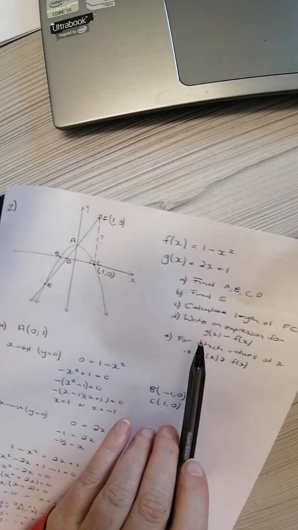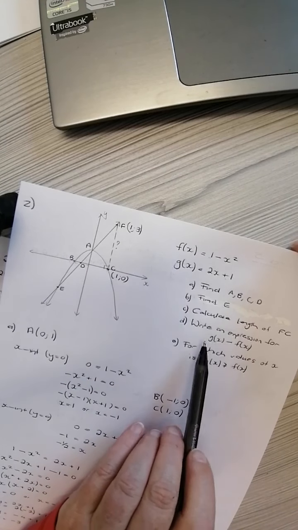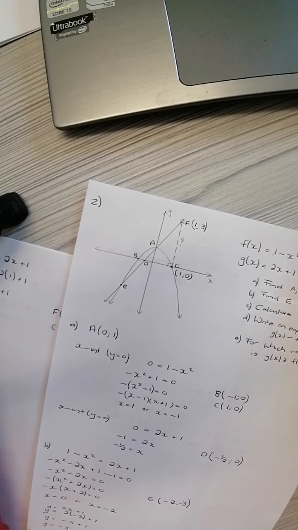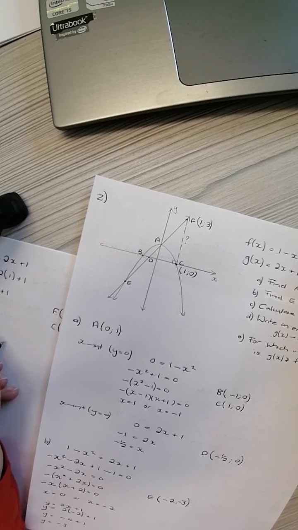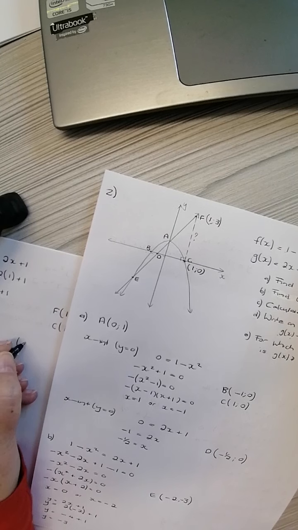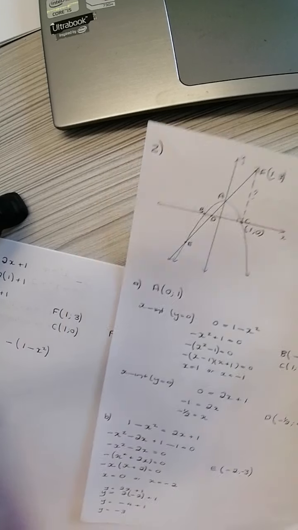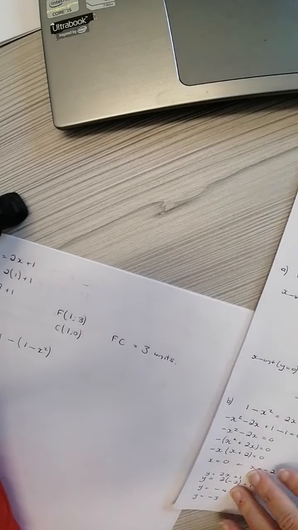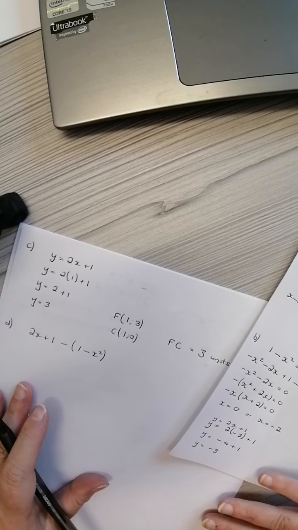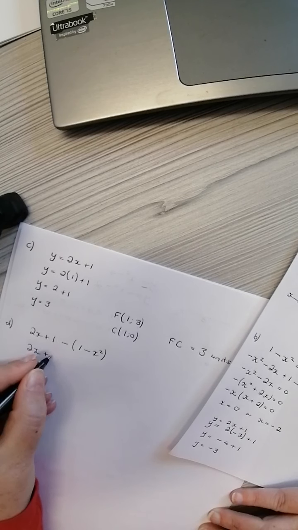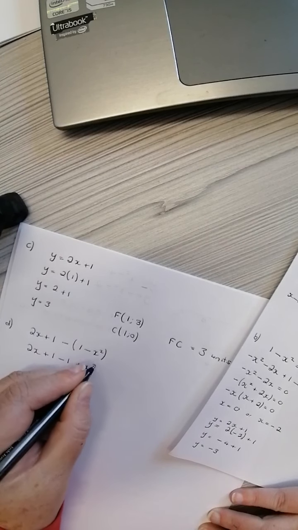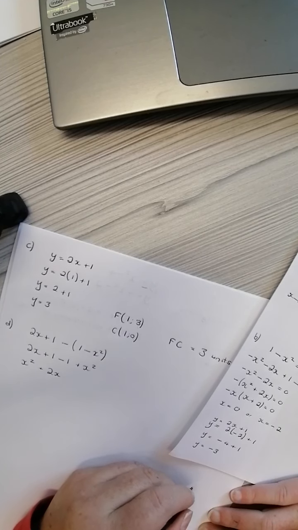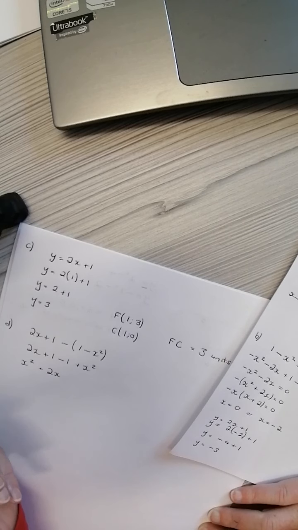Okay. Then, number D, write an expression for g(x) minus f(x). Okay, so g(x), 2x plus 1, minus f(x). Put it in brackets because of the minus. Okay, and you're writing an expression. You're not writing an equation. So you just write this expression out. 2x plus 1 minus 1 plus x squared, which is then x squared plus 2x. That's it. The two ones cancel out.